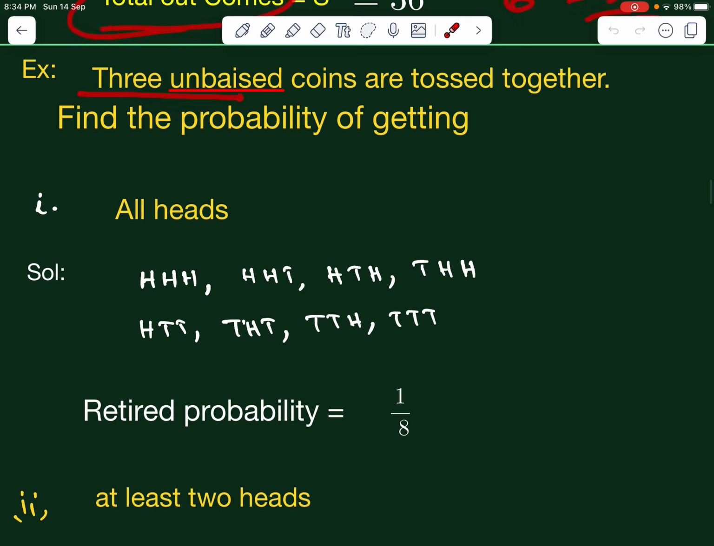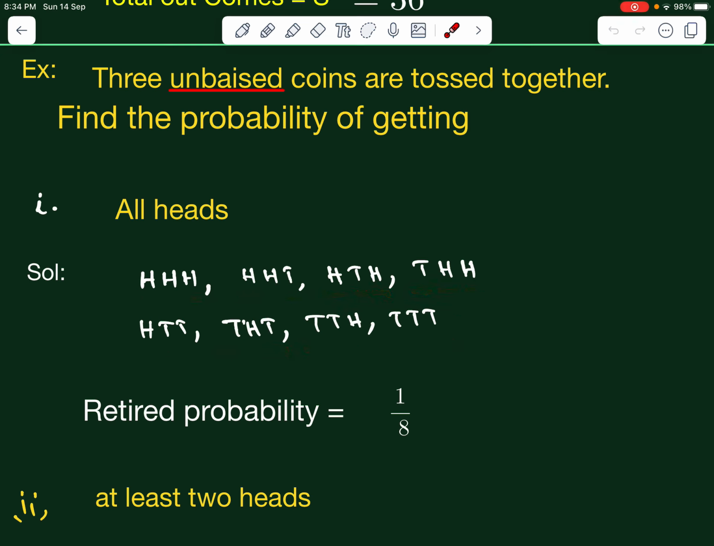Example: 3 unbiased coins are tossed together. Find the probability of getting all heads. First of all, you can observe 3 coins are tossed together: head head head, head head tail, head tail head, tail head head, head tail tail, tail head tail, tail tail head, tail tail tail.